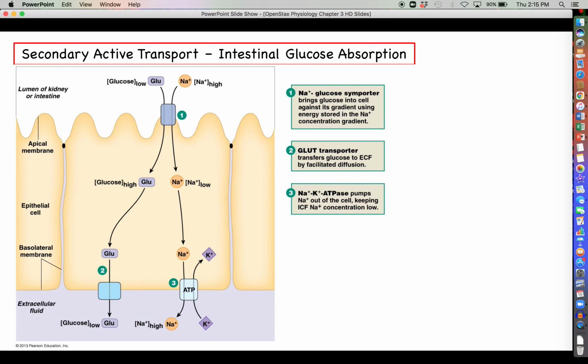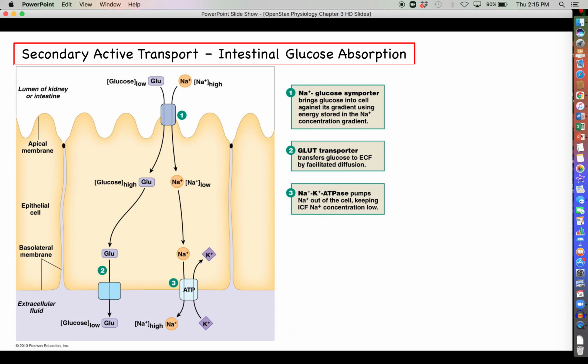Now, I will tell you, this is an extremely important process. I guarantee you're going to see questions about this on the exam, so definitely I would pay a lot of attention here. The reason why this is such a useful process for us to look at is because this whole process of absorbing glucose from the food that we eat into the bloodstream actually exemplifies 3 of the 4 kinds of transport that we have already looked at.